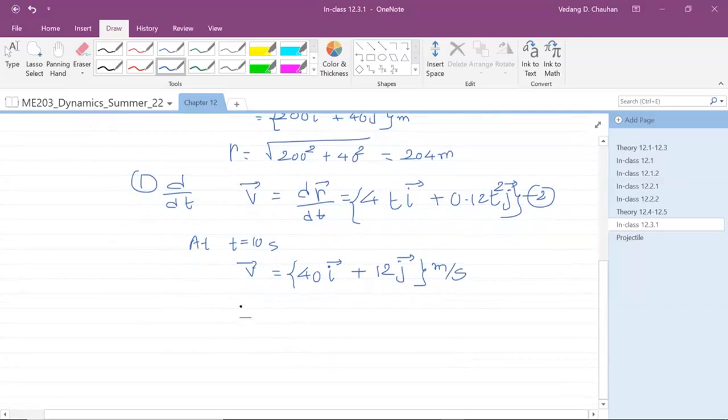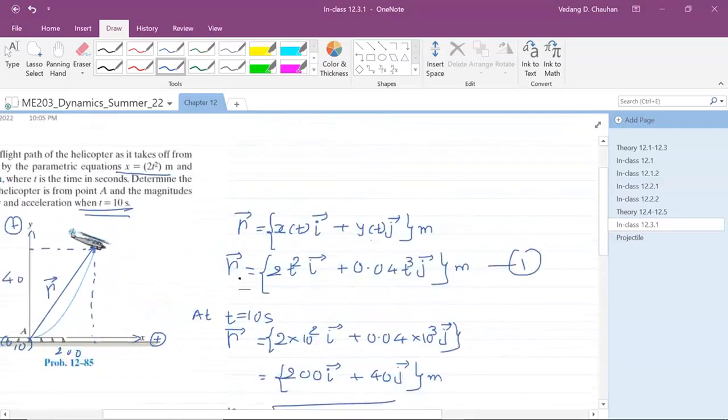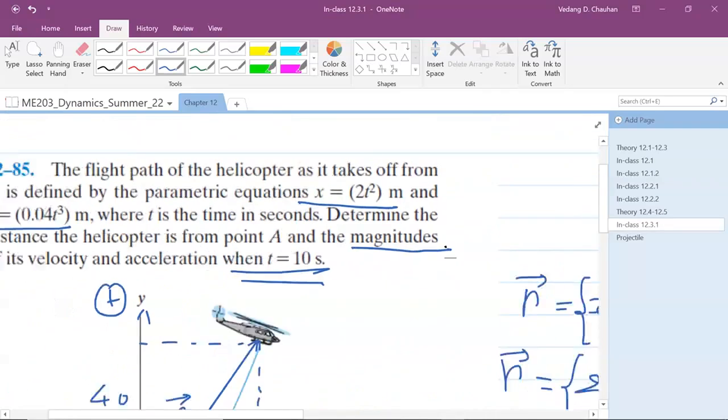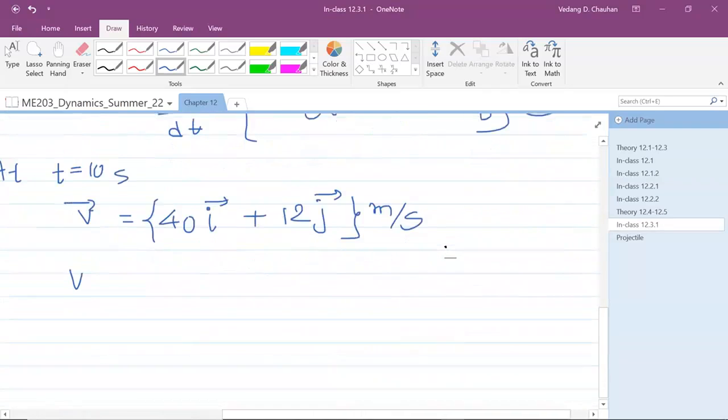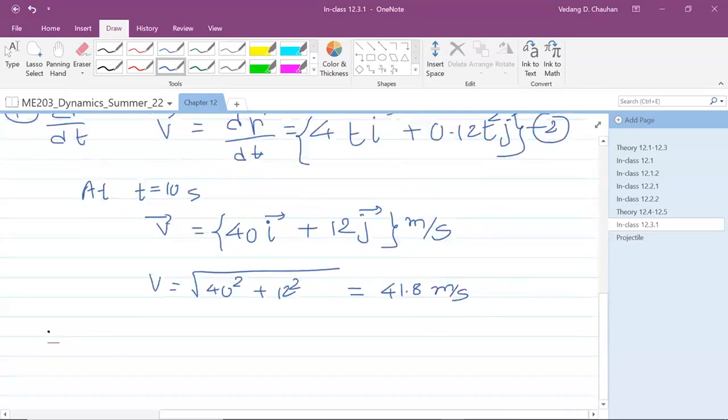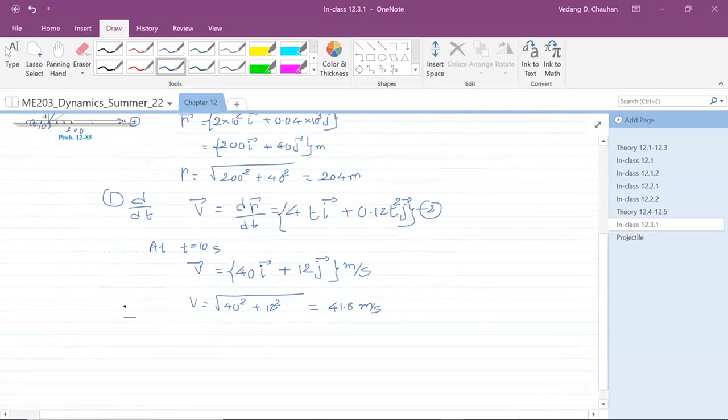To get the magnitude of that, because we have been asked to calculate the magnitudes, if you read the question carefully, it says calculate the magnitudes. So we need to calculate the magnitude of both velocity and acceleration. The magnitude of this vector v is the square root of 40 squared plus 12 squared, which is 41.8 meters per second. And finally, for acceleration, we need to take one more derivative of the velocity function.